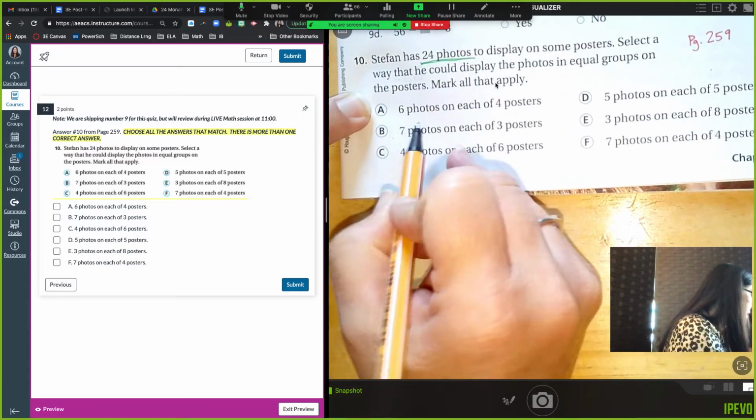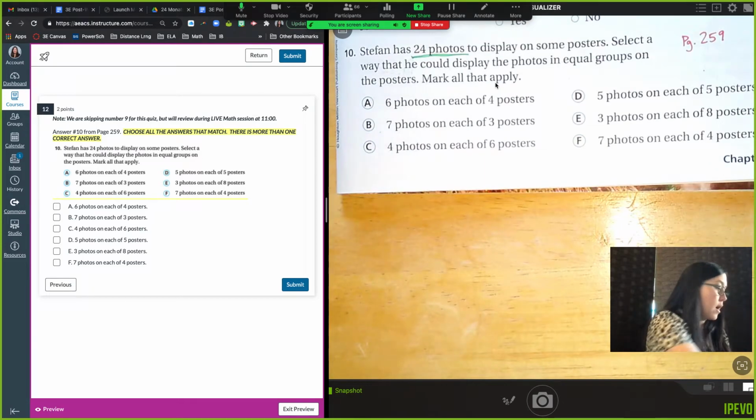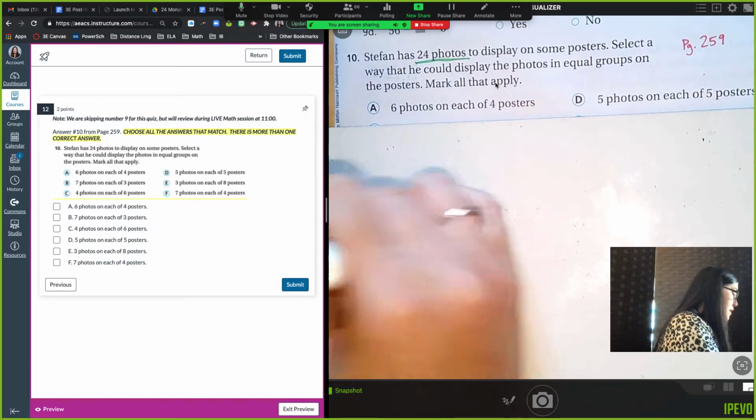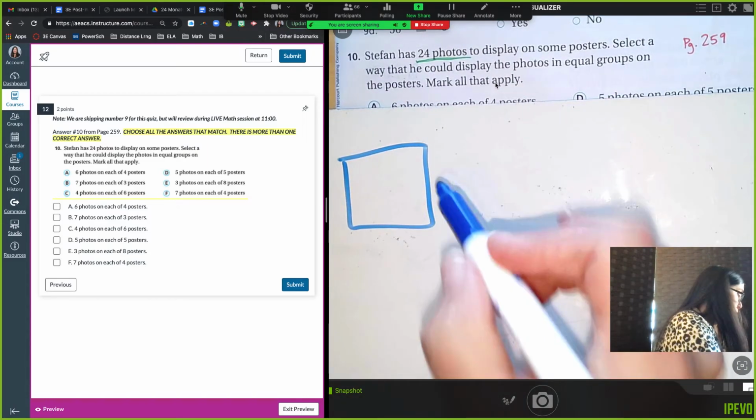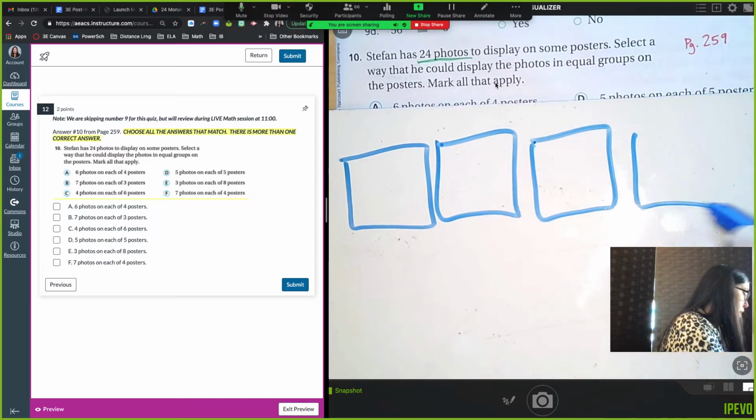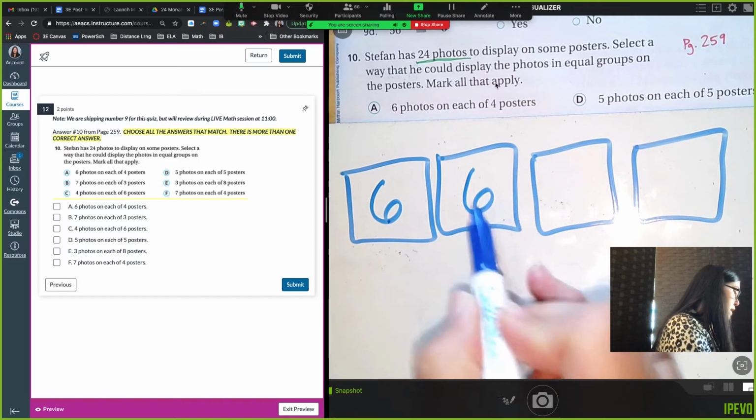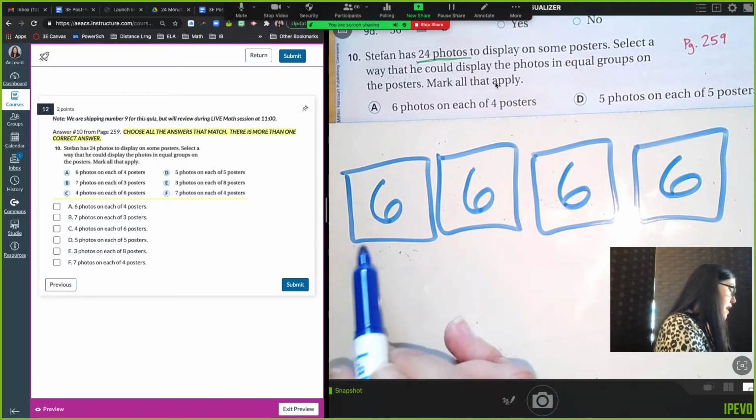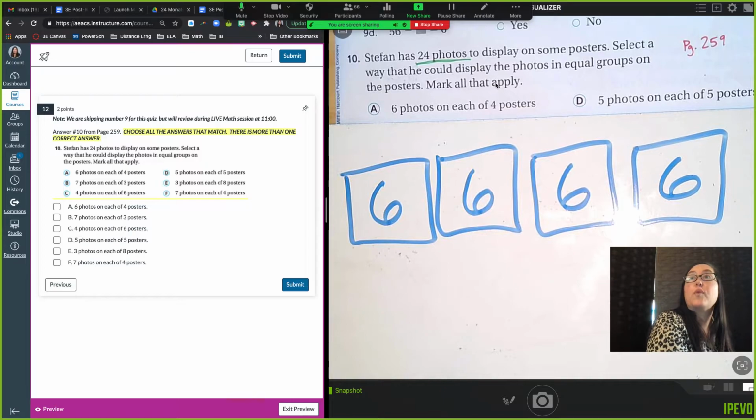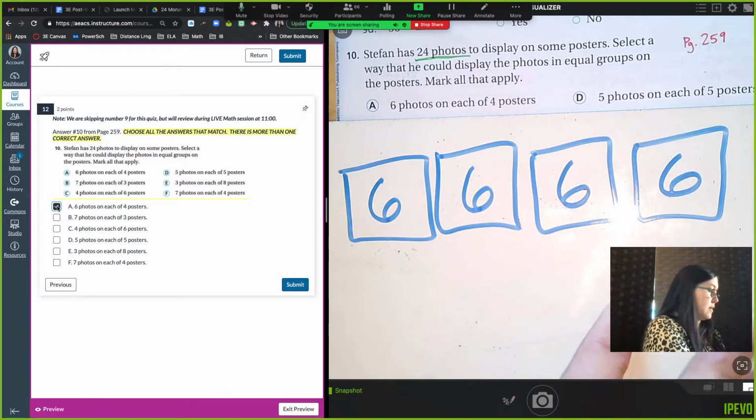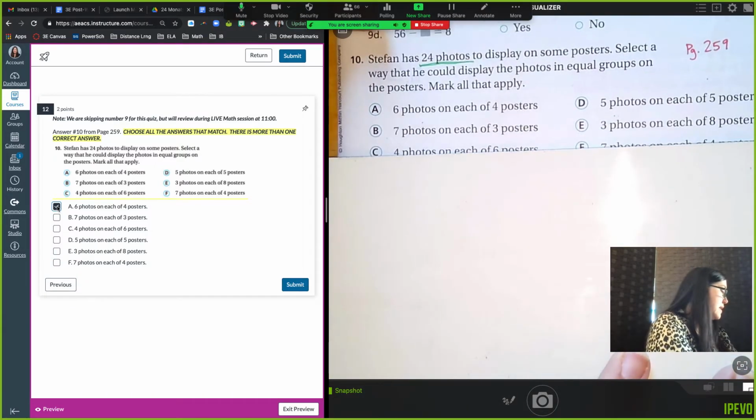Could he put 6 photos on each of 4 posters? Let's just look at what that looks like. If he has 6 photos on 1, 2, 3, here's 4 posters, 6, 12, 18, 24. If he put 6 on each of those, that would be 24 total, right? So he would have 24 photos total. So A works.